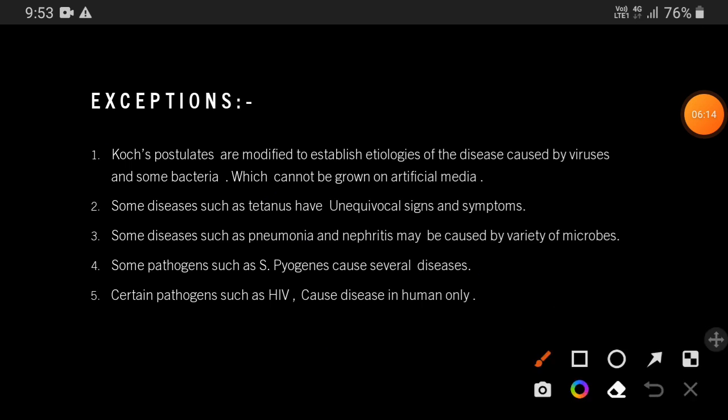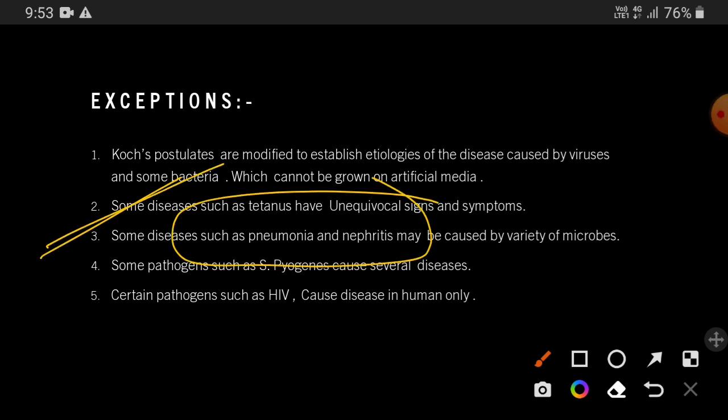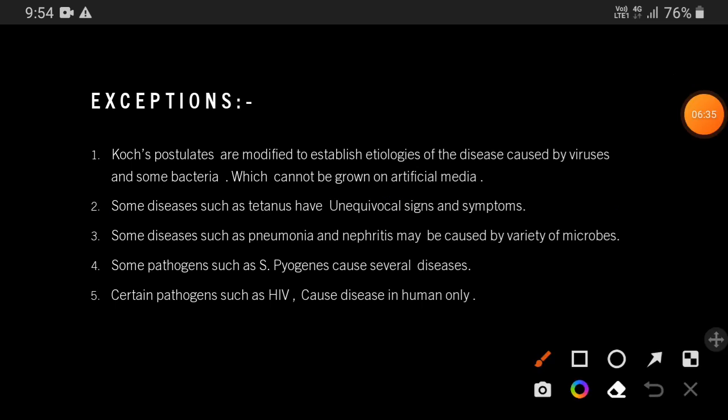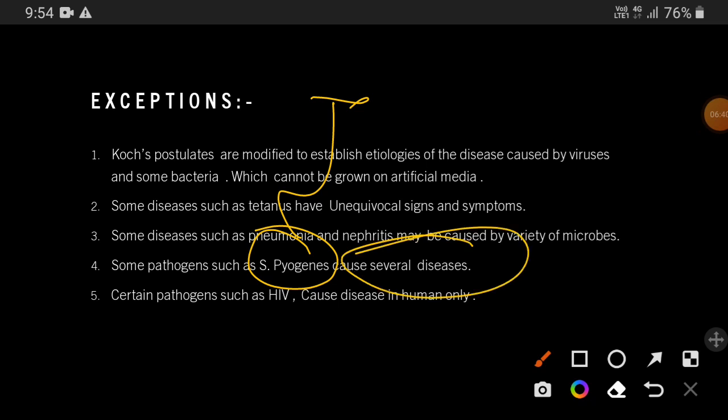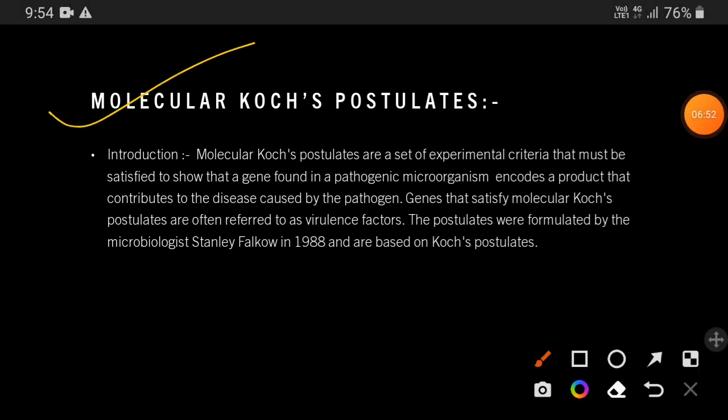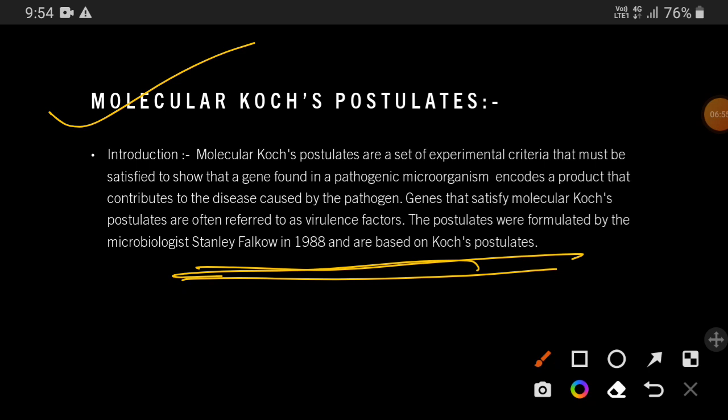Because Koch told us that a specific organism must be behind a specific disease, but pneumonia and nephritis suggest that a disease can be caused by a variety of microbes, right? And Aspergillus also tells us that one microbe can cause several diseases, right? So Koch's postulates are not foolproof. That is why they needed to be updated, and that is the molecular Koch's postulates, developed by Stanley Falkow in 1988.